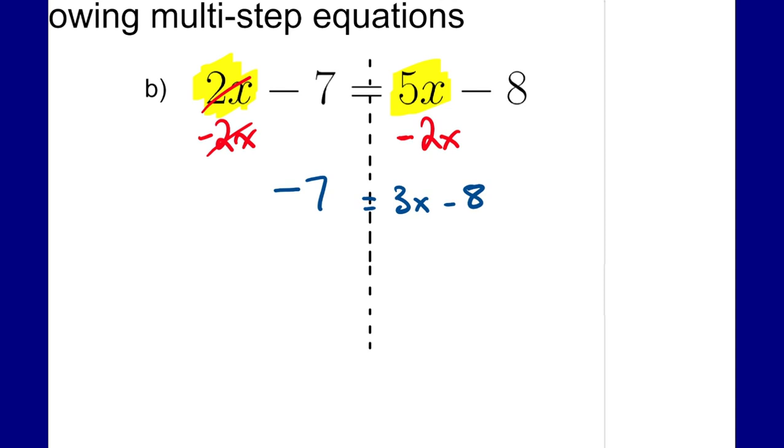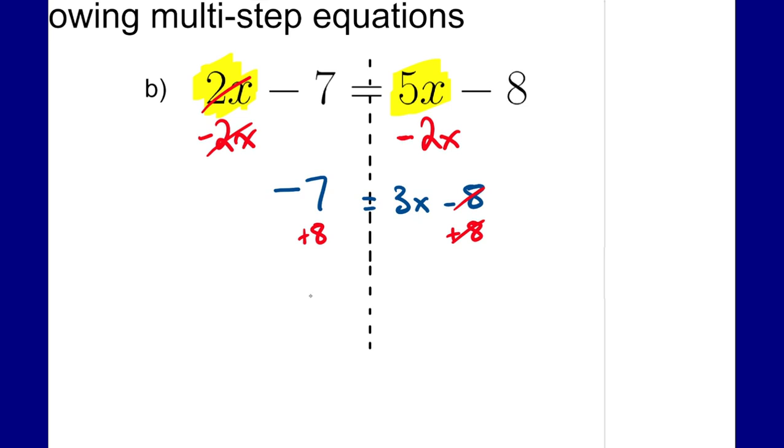So I've canceled out the variables on one side. Now I'm down to a two-step equation. I'm going to cancel out the separate term first, or the non-variable term. So to cancel out minus 8, I'm going to add 8. Add 8 to both sides. One side will cancel out.